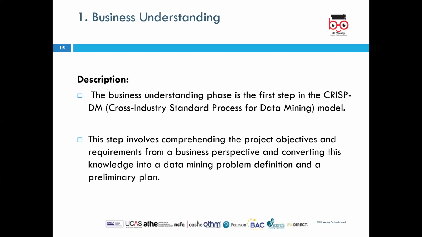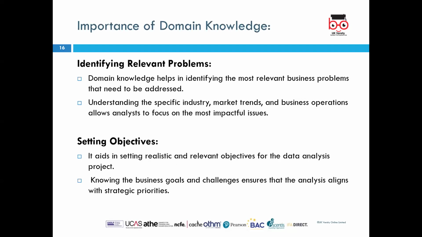So this will now involve comprehending the project objectives, and also we now have to look into identifying relevant problems. So once we have set our project objectives, we now need to look into what could be the problem. So domain knowledge will now help us to identify the most relevant business problem that will need to be addressed.